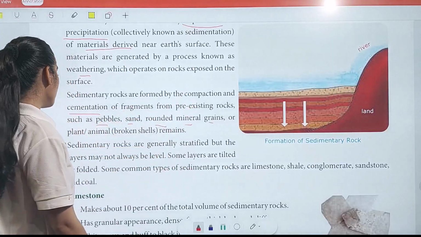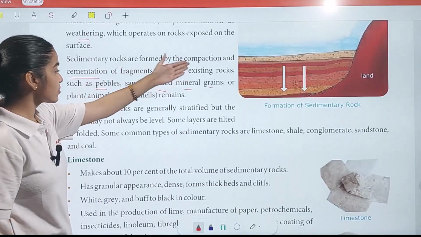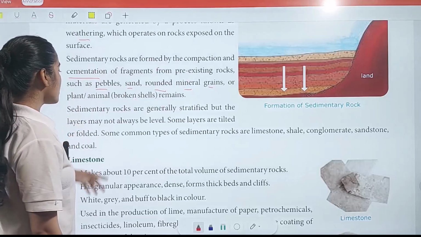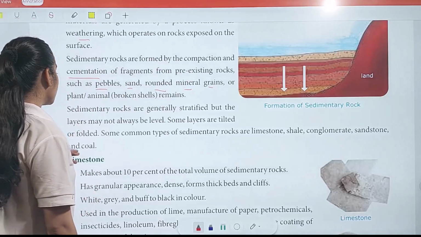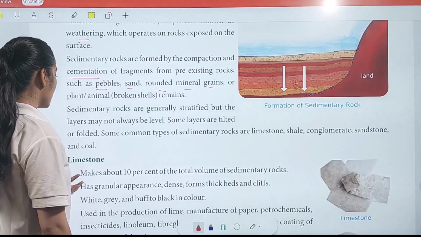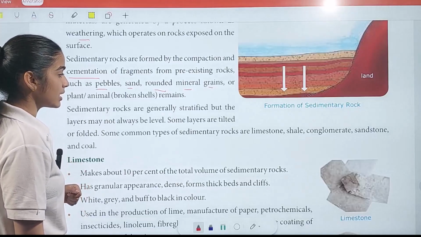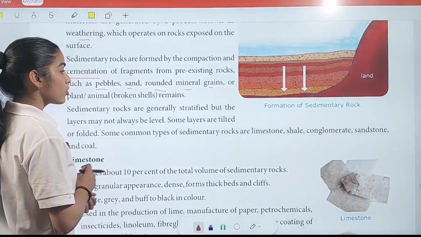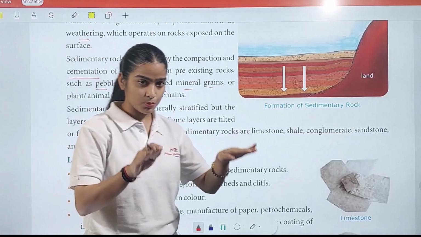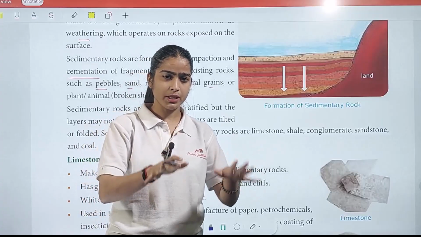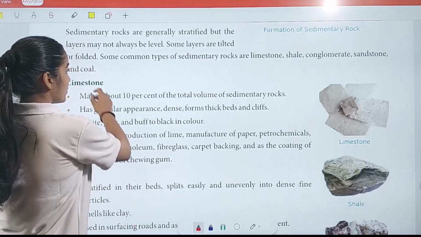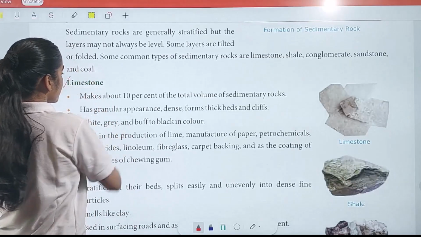Okay, so what are the pre-existing rocks we have? Pebbles, sand, rounded mineral grains. Sedimentary rocks are generally stratified, but the layers may not always be level. Some layers are tilted or folded. Some common types of sedimentary rocks are limestone, shale, conglomerate, sandstone and coal. So it means they are not level; layers should be a little bit tilted. Okay. Now we're going to learn about the sedimentary rock types in detail.